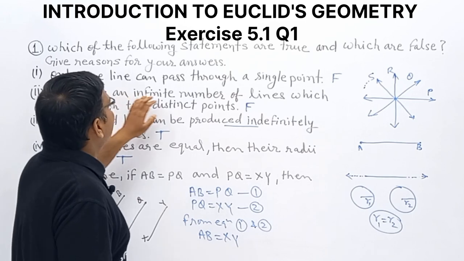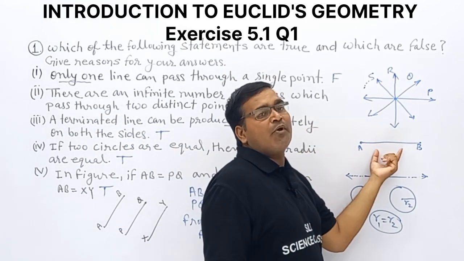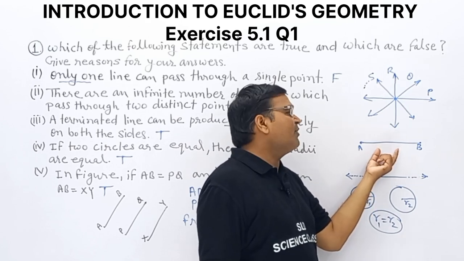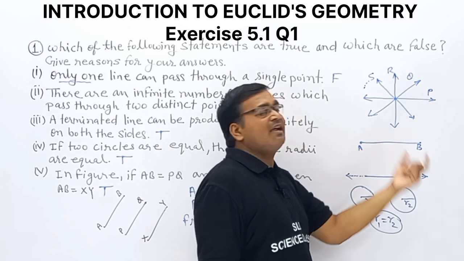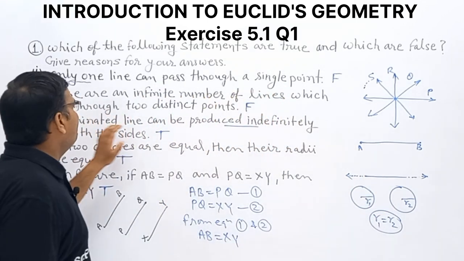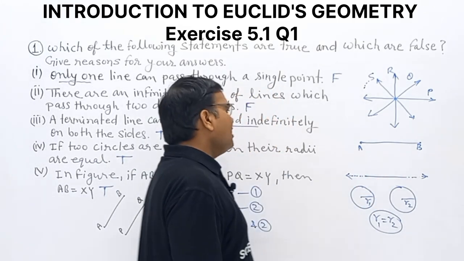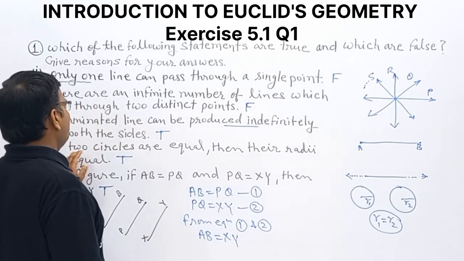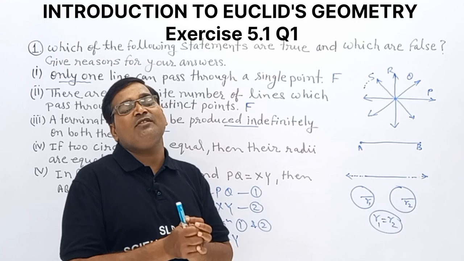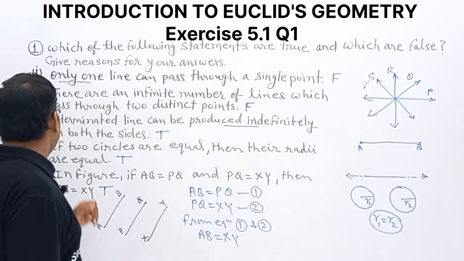Now the second one: there are an infinite number of lines which pass through two distinct points. Only one straight line can pass. Only one line, so this one is also false. Now the next one: a terminated line can be produced on both sides indefinitely. Yes, we can produce it. The third one is true. Next one: if two circles are equal, it means the radii of both circles will be equal. Clear? So this one is a true statement.